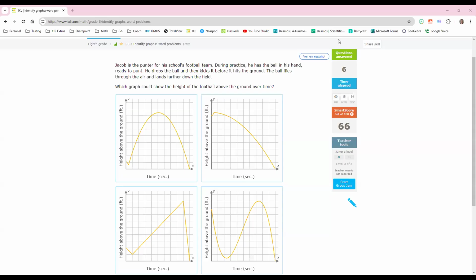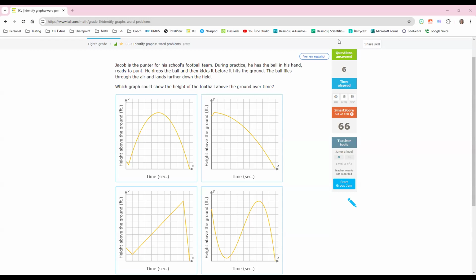All right, this is the last example that we'll do together here. Jacob is the punter for the school's football team. During practice, he has a ball in his hand ready to punt. He drops the ball and then kicks it before it hits the ground. The ball flies through the air and lands farther down the field.